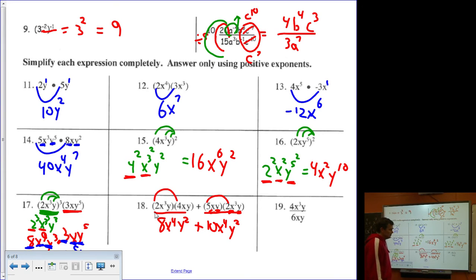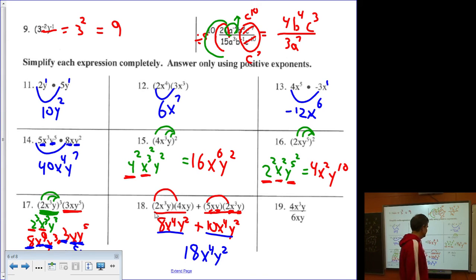So when I get done multiplying, it turns out that these two terms are like terms because they have the same variables with the same exponents. So they can be added together, giving me something x to the fourth y squared, right? When I add like terms, I don't change the exponents. I just add the coefficients. 8 plus 10 gives me 18. X to the fourth, y to the second.